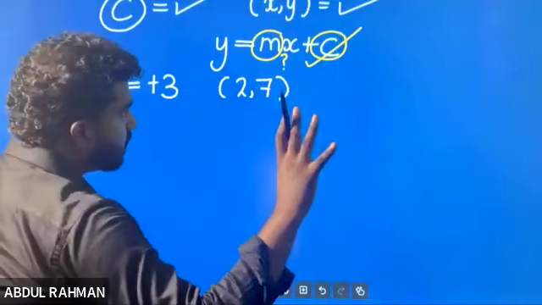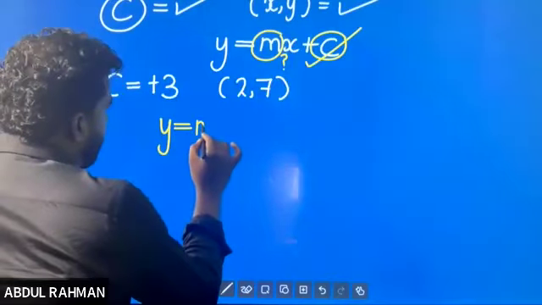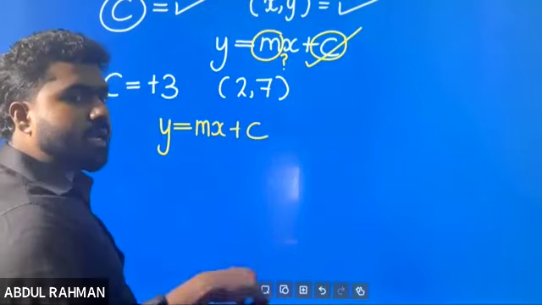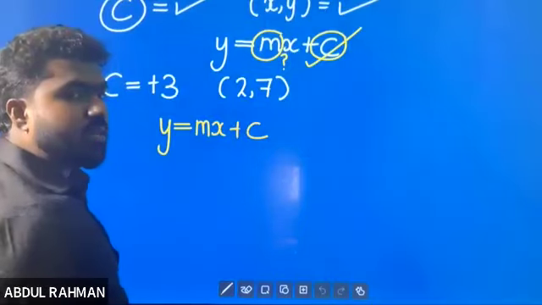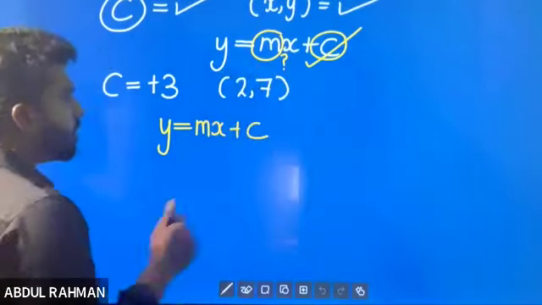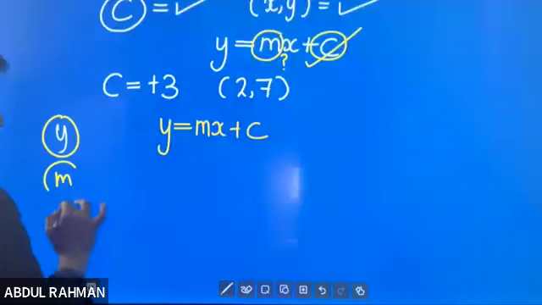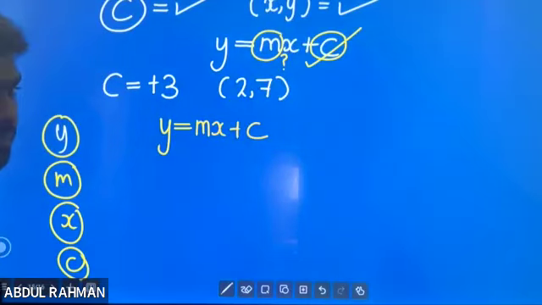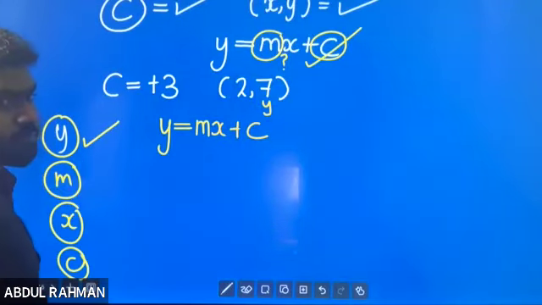Now what you are going to do is, you are going to write the general equation. What is the general equation? y equal mx plus c. How many terms do I have in this equation? 4 terms. What are my 4 terms? y is 1 term for me. m is 1 term for me. x is 1 term for me. c is 1 term for me. I know the value of y. What is the value of y? y is equal to 7.